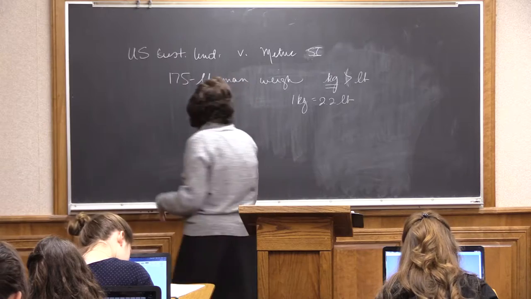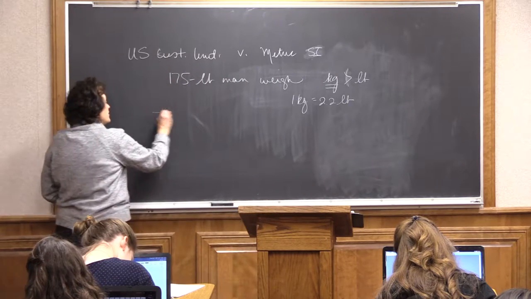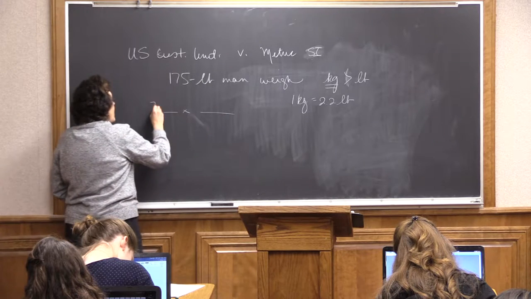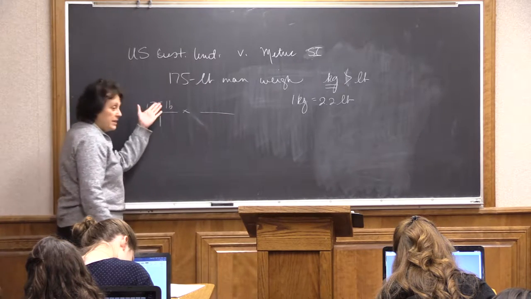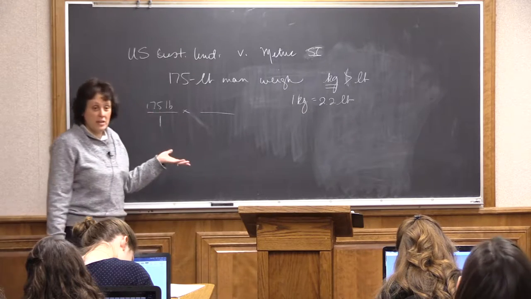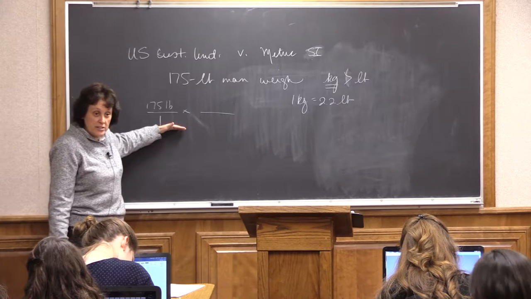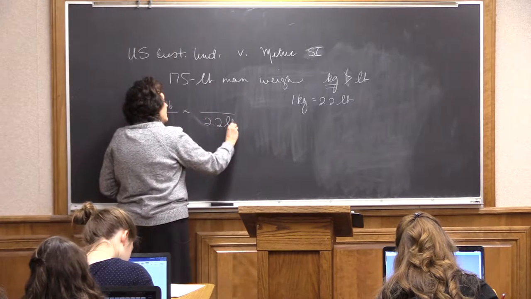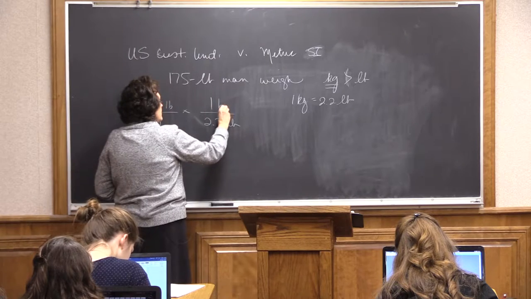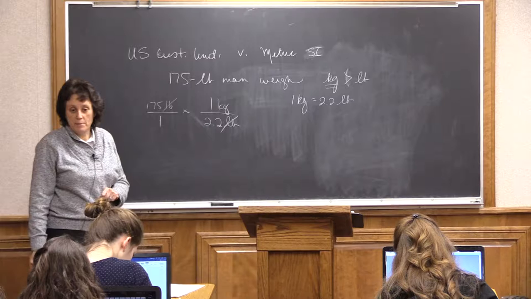Even if you don't want to think through that entire process, you can use dimensional analysis. 175 pounds over 1 can be converted out this way. Even though it's going to involve decimals, you can still use this cancellation of units technique so that you know I have to divide by 2.2, not multiply by it.